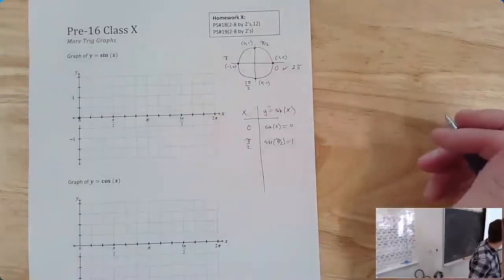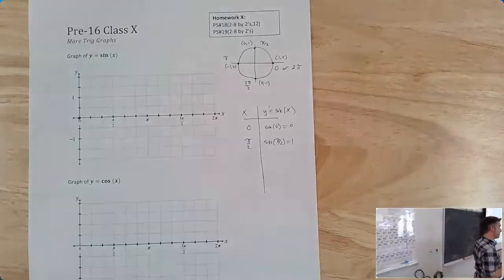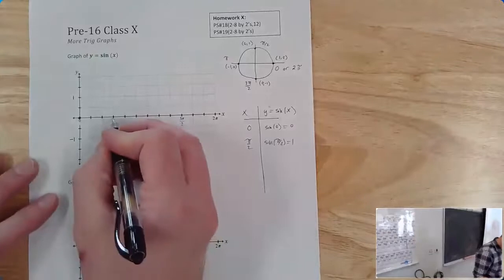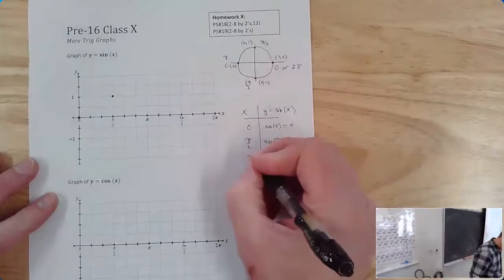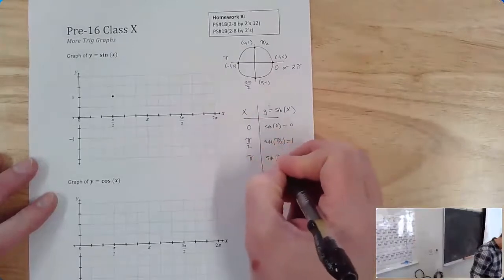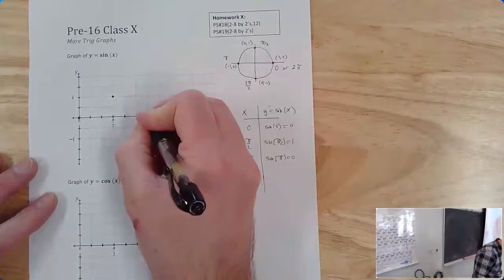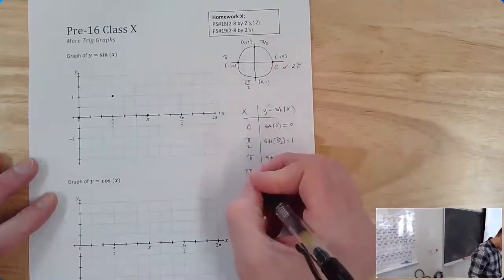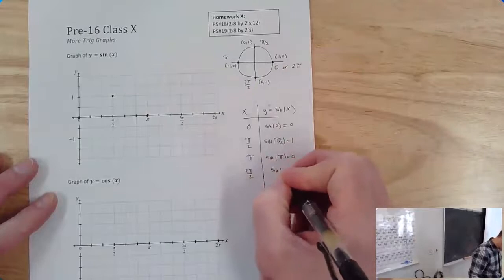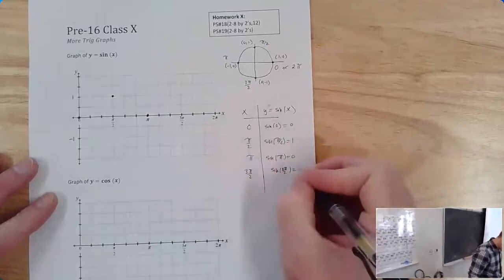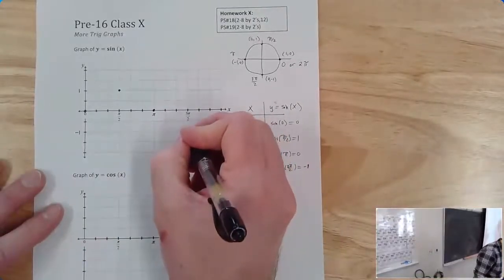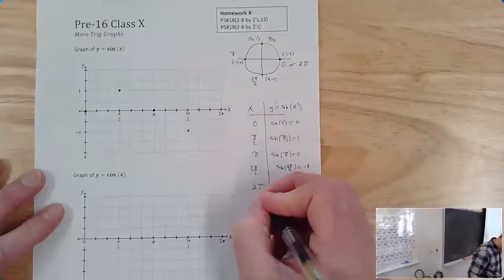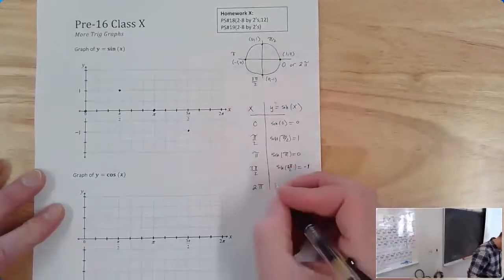I do encourage you to label your axes in a way that is convenient for you. Sometimes it's nice to make the units whatever we want them to be. So when my angle is pi over 2, the sine value is 1. When my angle is pi, sine of pi is 0. My angle is 3 pi over 2. Sine of 3 pi over 2 is equal to -1. And finally, 1 full period later, when my angle is 2 pi, sine of 2 pi is 0.